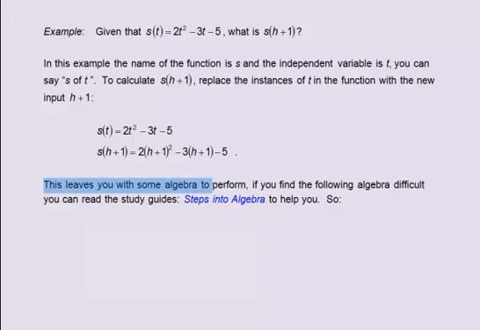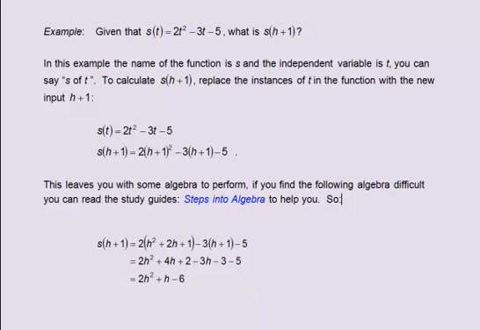This leaves you with some algebra to perform. If you find the following algebra difficult, you can read the study guide Steps into Algebra to help you. So, s of h plus 1 equals 2 times (h squared plus 2h plus 1), which you get from opening the brackets (h plus 1) squared, minus 3 times (h plus 1) minus 5, which equals 2h squared plus 4h plus 2 minus 3h minus 3 minus 5, which is obtained by opening the brackets, and this equals 2h squared plus h minus 6 by collecting like terms.